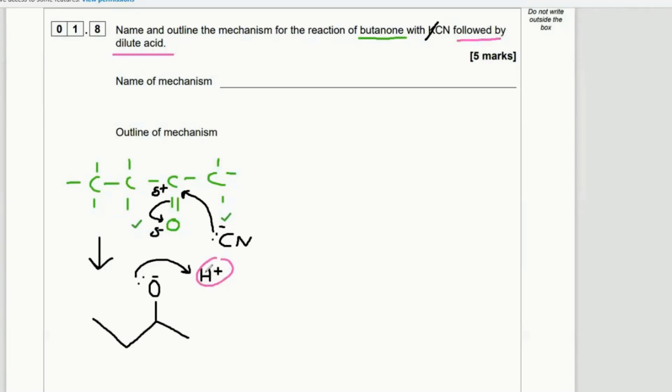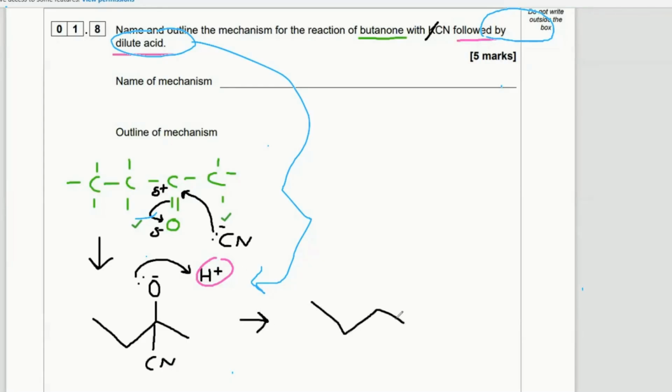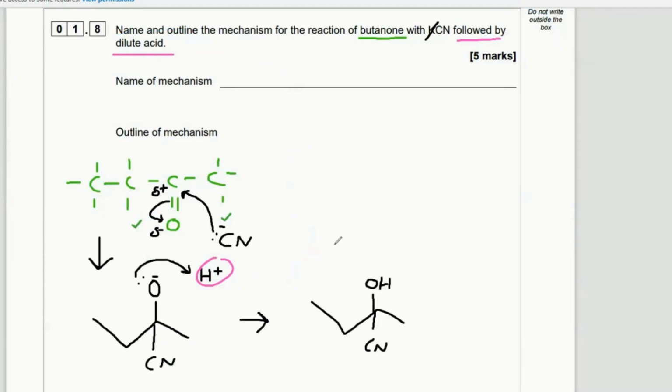Don't forget, it said we followed the addition of KCN with a dilute acid. Whenever you see hydrogen ions knocking about, an acid's been there. And then I need to draw the bond to the CN. Now what's going to happen, our final product is going to have a hydroxide group, an OH group or hydroxy group attached there, and a nitrile group at the bottom there. So just draw those bonds a little bit straighter on the skeletal.